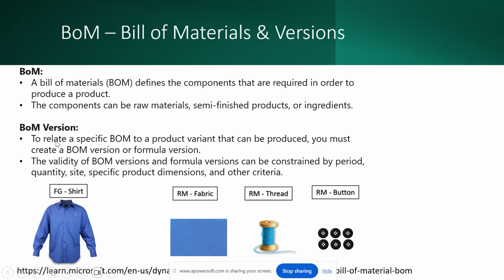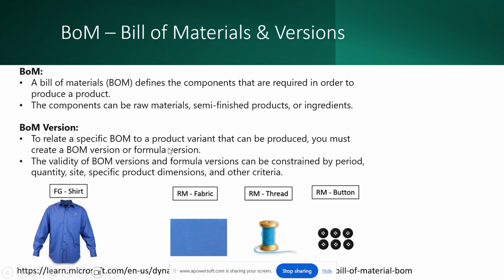But what is a BOM version? To relate a specific BOM to a product variant that can be produced, you must create a BOM version or a formula version. Formula version, don't worry about it. That is required in process manufacturing, and we are specifically discussing discrete manufacturing. So a BOM version is, let's say, in the case of product variants, today we are manufacturing a blue color shirt. Tomorrow, if we are manufacturing a yellow or red color shirt, accordingly we need multiple versions for the same FG shirt, or maybe multiple versions based on size: medium, small, large, extra large, like that, right?